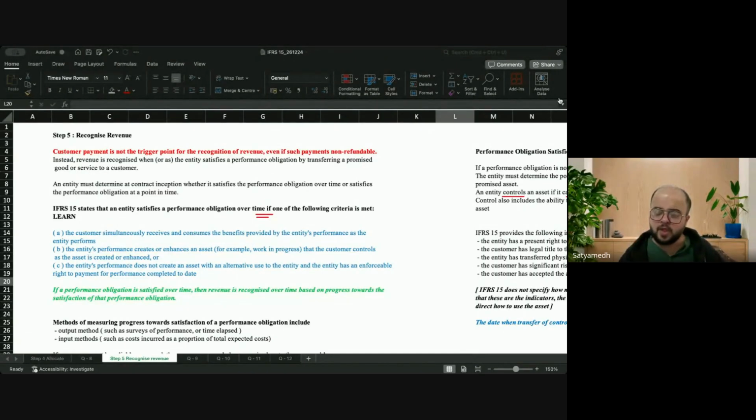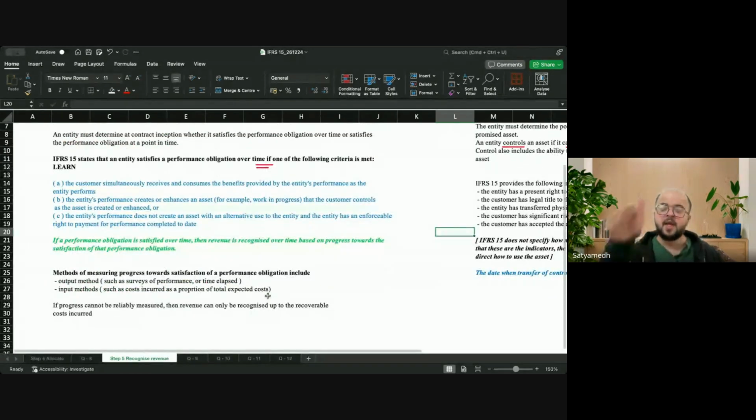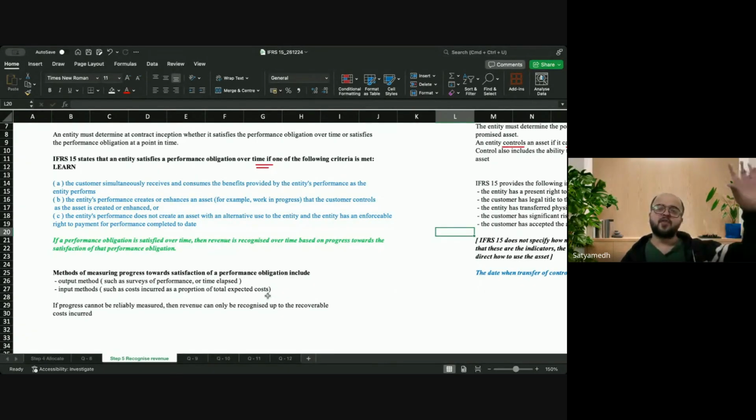And how do you measure the proportion of work done? There are two methods that the accounting standard accepts. What are these two methods? The first one is the output method. The second one is the input method. The output method is basically that maybe you survey the work done and you come to a conclusion that okay, 50% of the construction work is complete. For conducting this, you and I are not experts on construction, so we can't go to a site and say, oh, 30% is done or 40% is done.